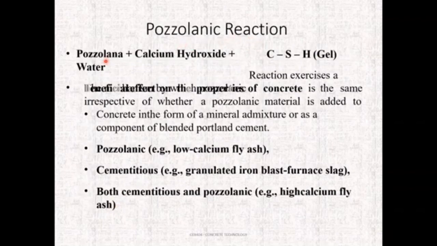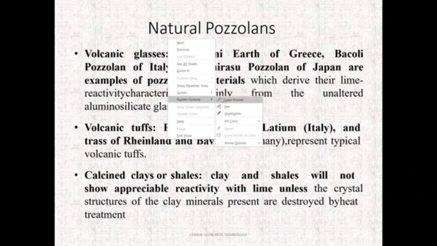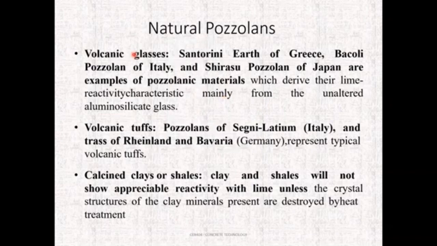Pozzolanic reactions. The term pozzolana refers to a material which has reactive silica in it. The pozzolana reacts with calcium hydroxide and forms C-S-H gel, which is responsible for the compressive strength of the concrete. The mineral admixtures which are commonly used in concrete are fly ash, GGBS and others. Generally pozzolanas are used as a replacement for the cement.